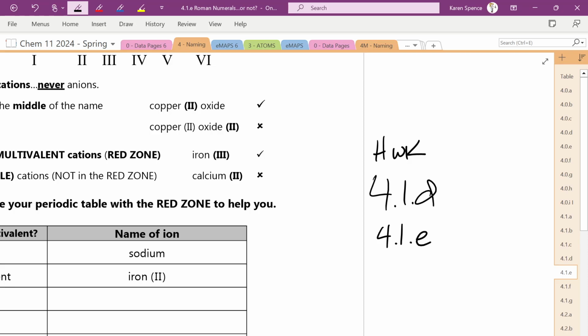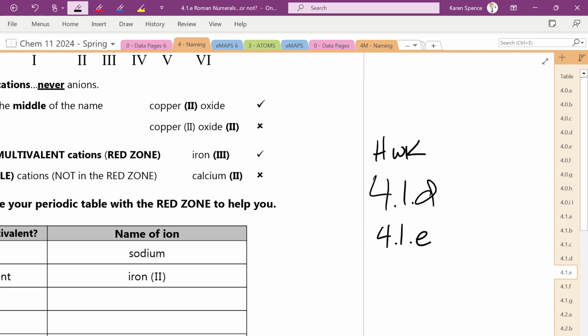Okay, so you have to tell me which one. So this is 4 plus. So as a chemist, you have to tell me which lead, lead 4. Otherwise, I don't consider it lead. Then you just leave it with no Roman numeral.